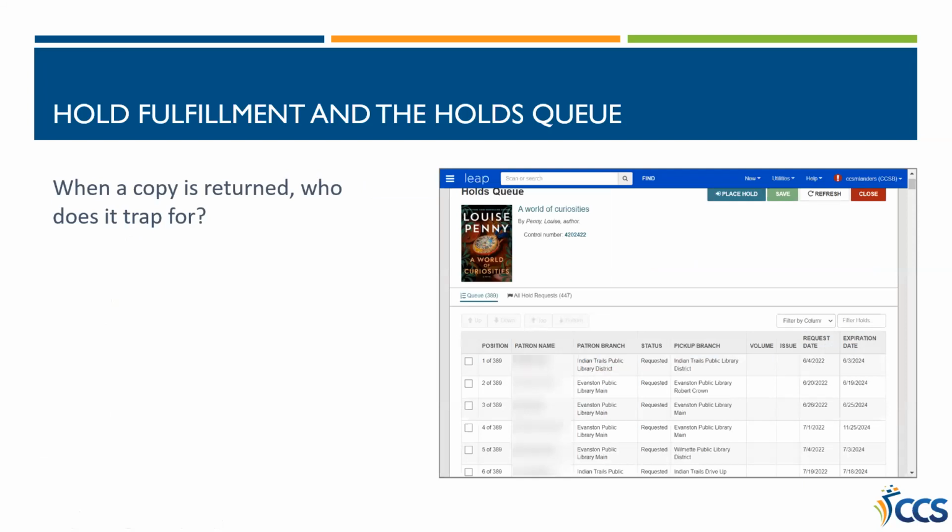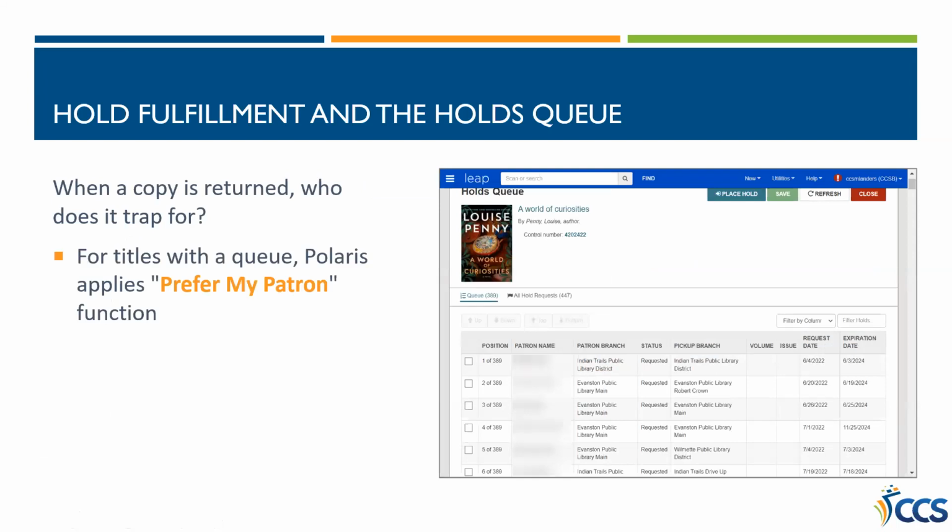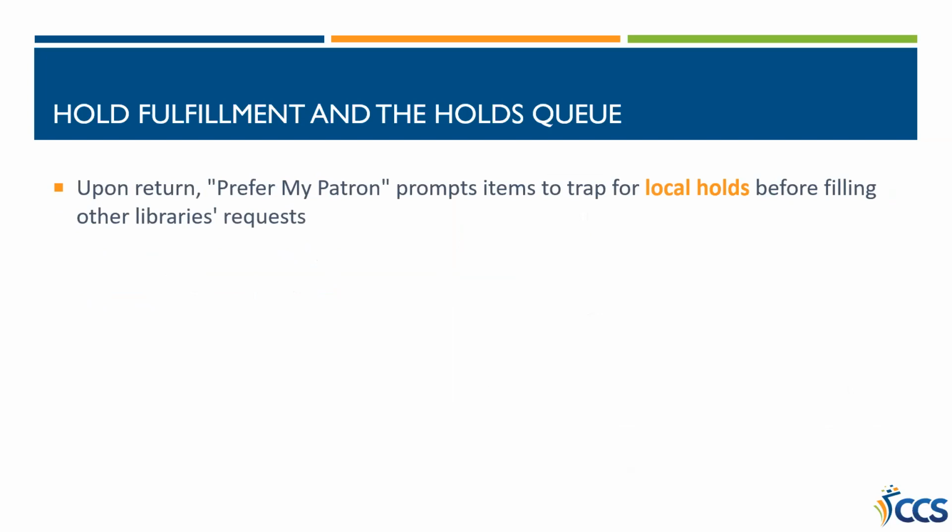Because we are in a consortium environment, the answer is not as straightforward as the number one person in the queue. So we want to prioritize giving our copies to our local patrons. And in a queue situation, Polaris applies a function called the prefer my patron function. So when something is returned and it's checked in, prefer my patron will prompt an item to trap for local holds before filling other libraries' patrons' requests.